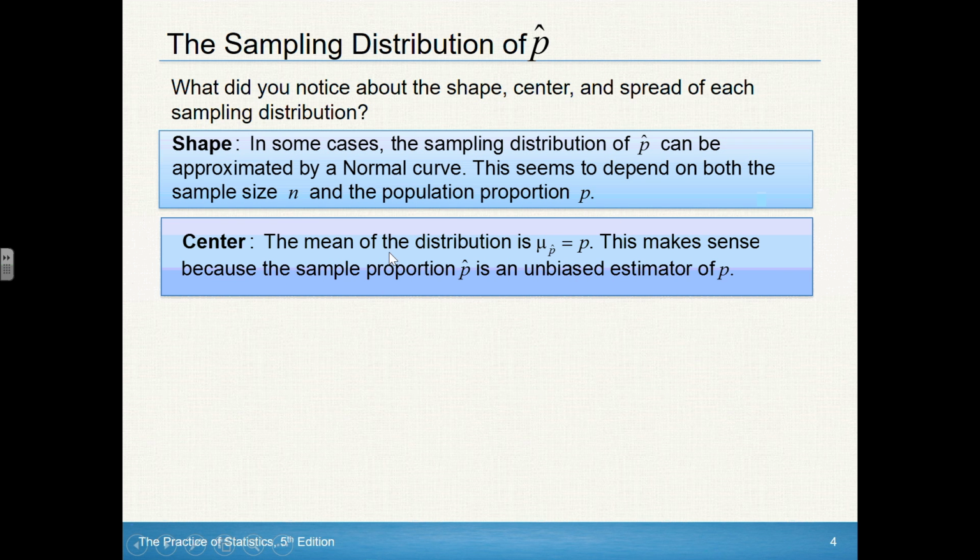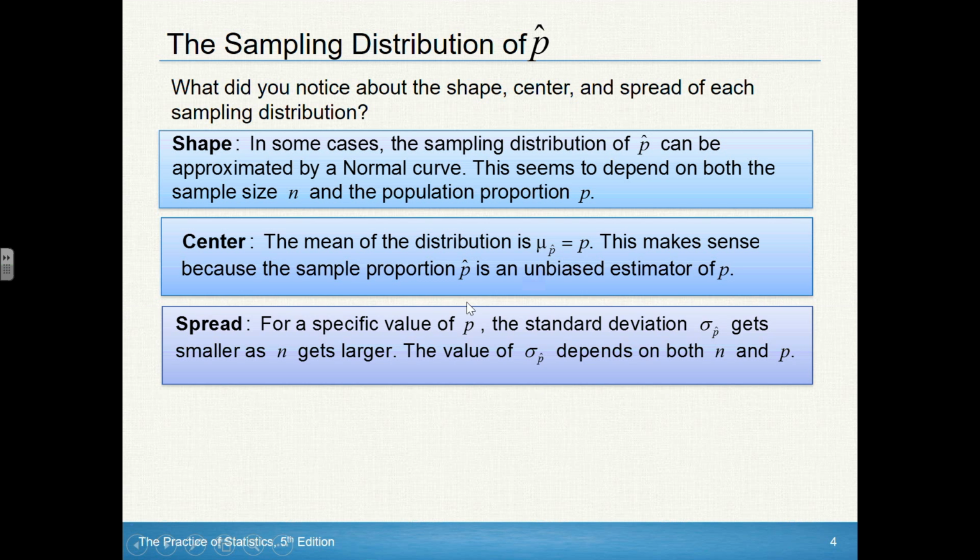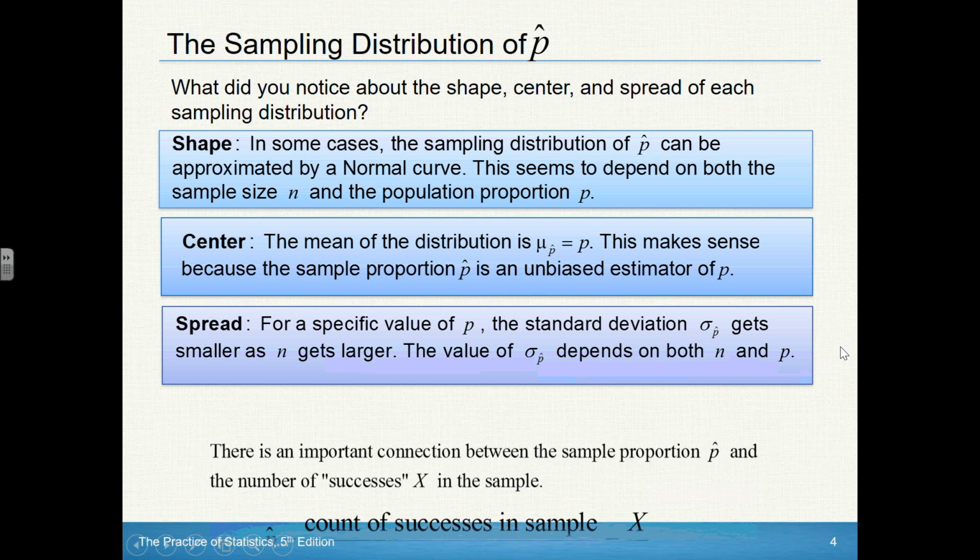As far as the center, well, we assume these sampling distributions to be unbiased, therefore the mean of p hat is p. And the standard deviation, well, we know that for a specific value of p, the standard deviation sigma sub p hat gets smaller as n gets larger, but it also depends on the value of n and p.